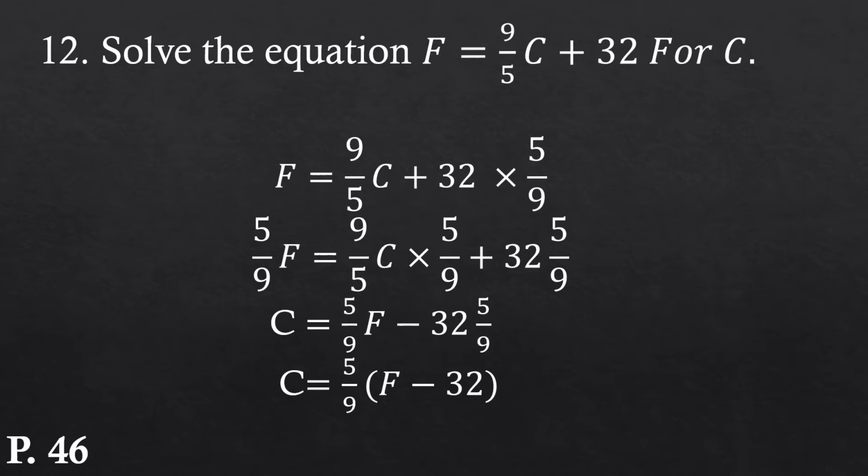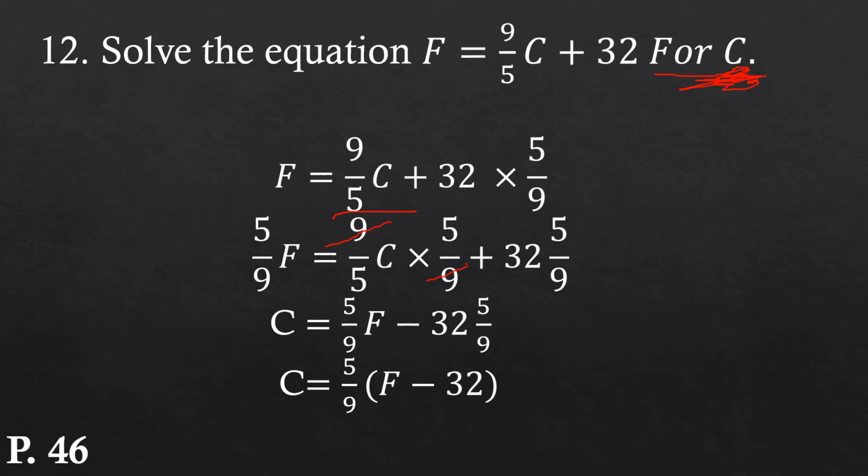Solve the equation F equals 9 over 5 C plus 32 for C. So you have to find the value of C by using this equation. Always, what we do is move the numbers to the other side to let the variable be alone, and then the value of C will be found. What number is with C? 9 over 5. So we multiply by the reciprocal of that number, which is 5 over 9.